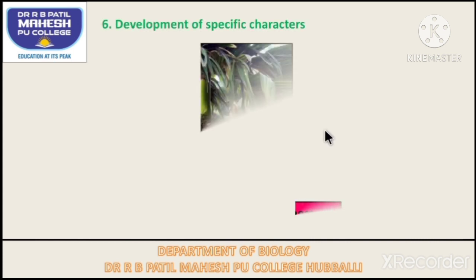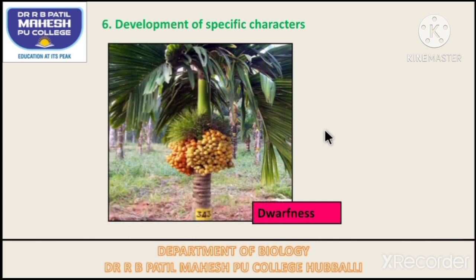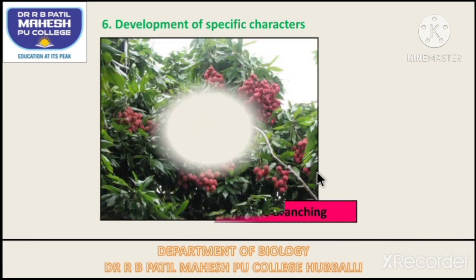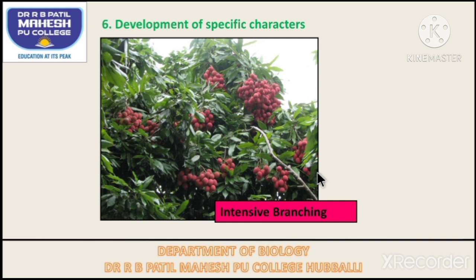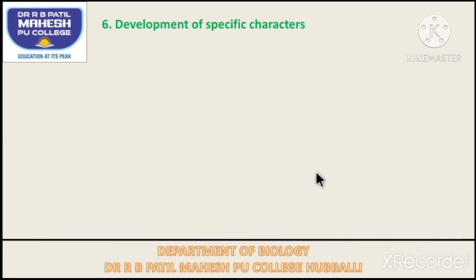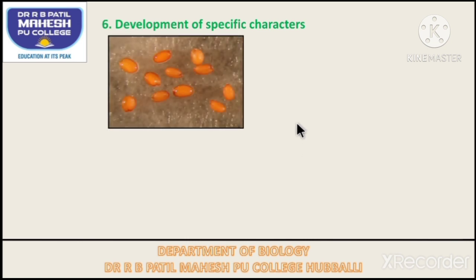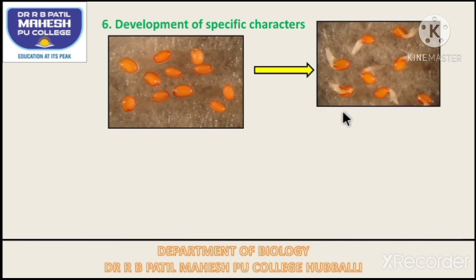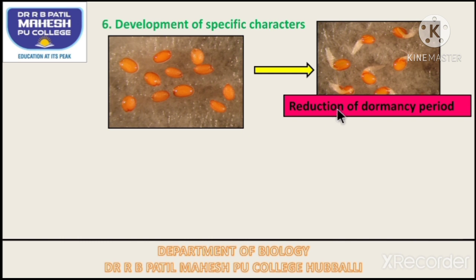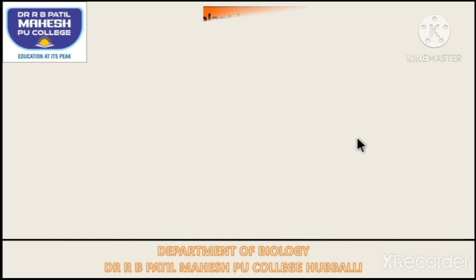Then the next wish list: we have developed plants for specific characters, like the areca nut. The areca nut plant usually grows taller, but we have made it dwarf so that harvesting becomes easy. Then we have developed plants with more branching. If the plant gives more branches, many flowers it can support, so yield will get doubled. Then we have made the seeds overcome dormancy easily, so that we can use all the seeds for germination, which is called reduction of dormancy period.